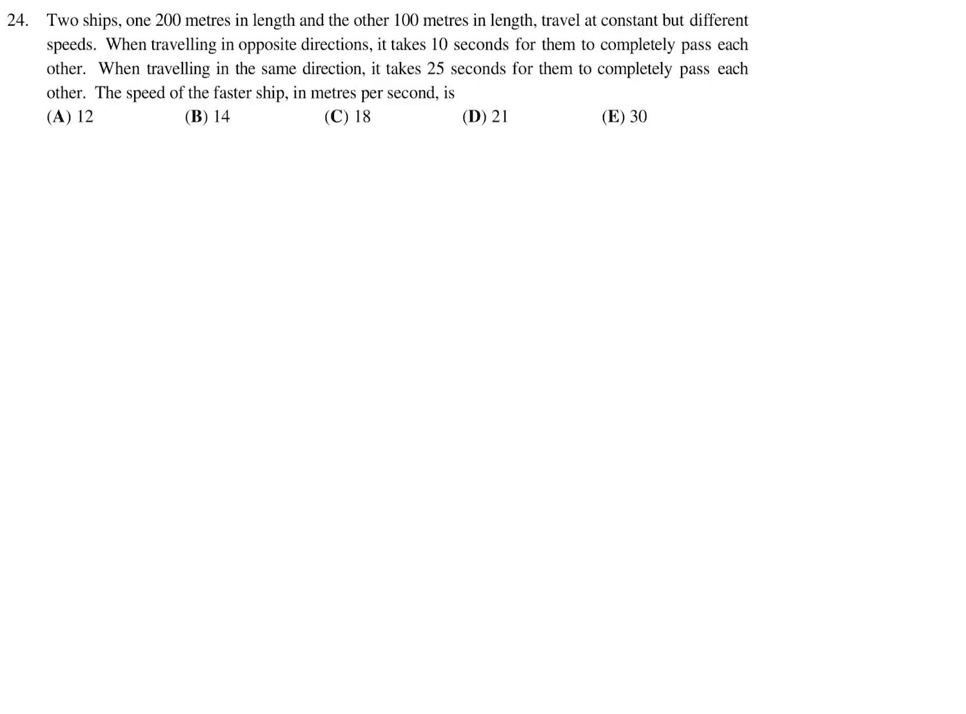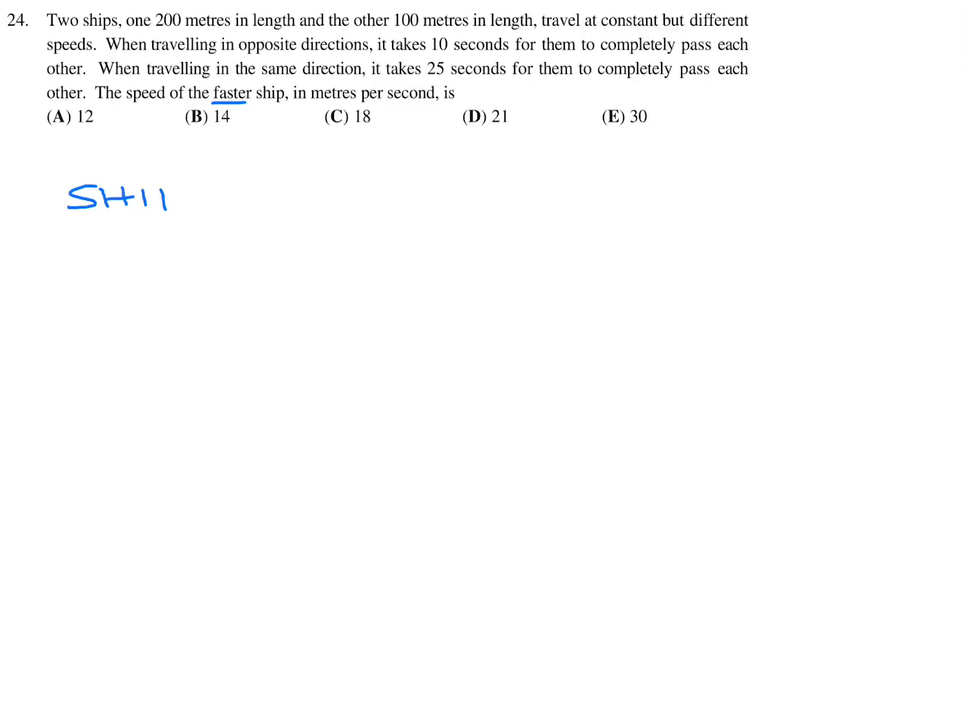Two ships, one 200 meters in length and the other 100 meters in length, travel at constant but different speeds. When traveling in opposite directions, it takes 10 seconds for them to completely pass each other. When traveling in the same direction, it takes 25 seconds for them to completely pass each other. The speed of the faster ship is in meters per second.